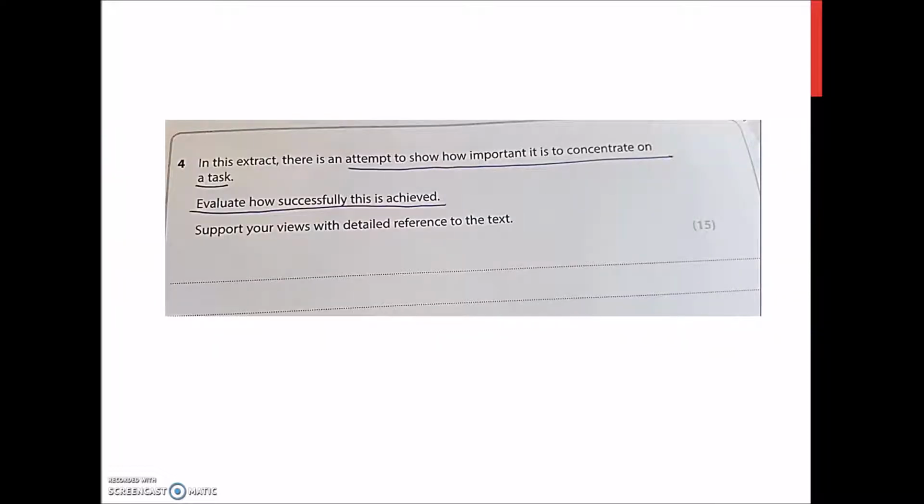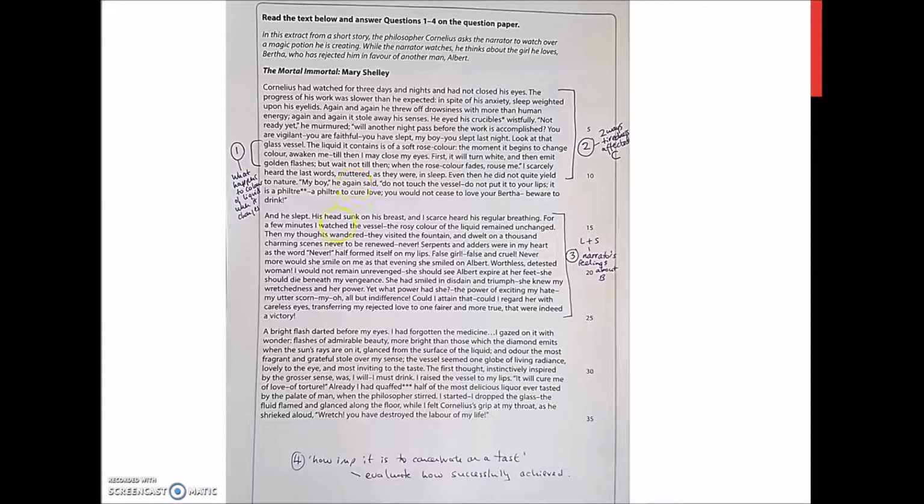I've underlined the key points: attempt to show how important it is to concentrate on a task, evaluate how successfully this is achieved. This line will always be there in the question: evaluate how successfully this is achieved. So we're looking at how successfully the writer attempts to show how important it is to concentrate on a task. And I put a little note to myself here at the bottom of my sheet. So you can see my bracketing off for question 1, my bracketing off for question 2, my bracketing off for question 3, and then for number 4, just at the bottom, how important is it to concentrate on a task.